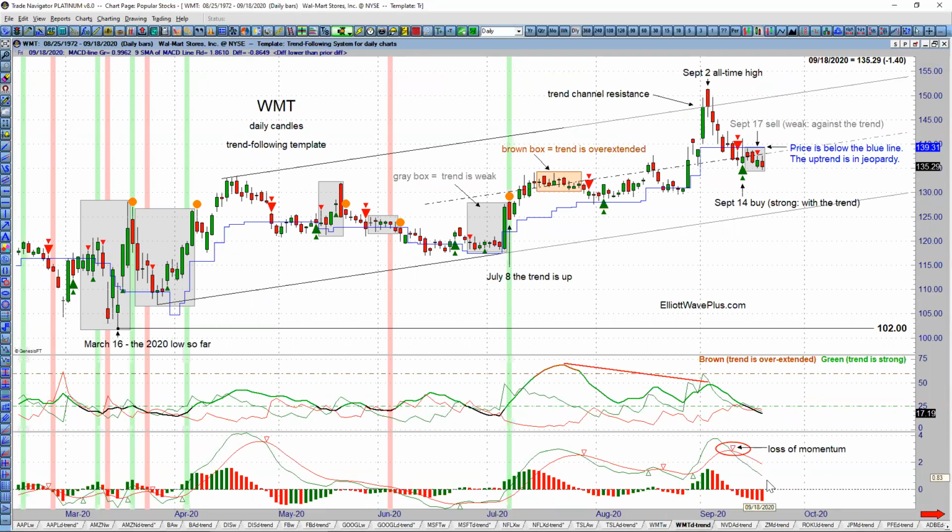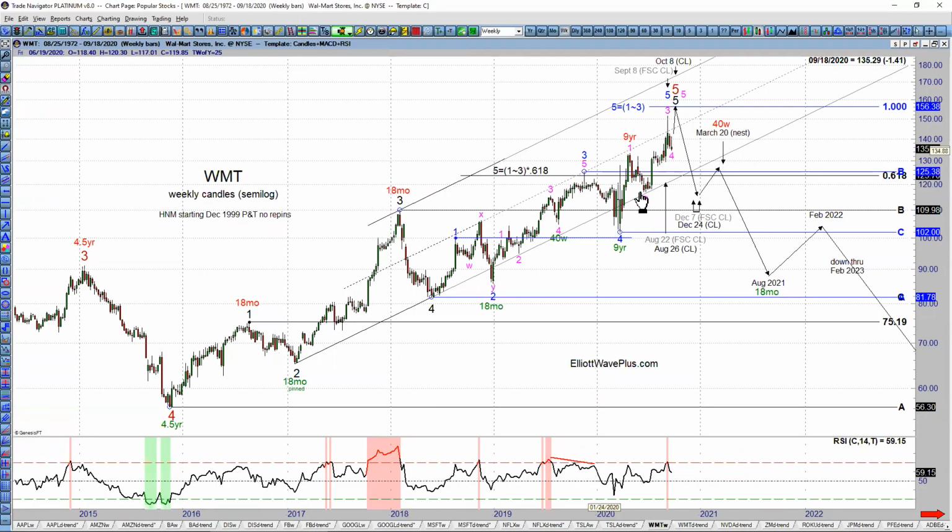Notice that the MACD on Walmart really isn't that close to the 0 line. So 1, 2, 1, 2, 3, 4, 5. I'm not sure that's a correct count, but anyway, we'll see. Maybe we shouldn't expect a completed 5-wave structure to the upside. Maybe this is an A and an outsized B wave, and we're going to move down next and complete another wave 4.